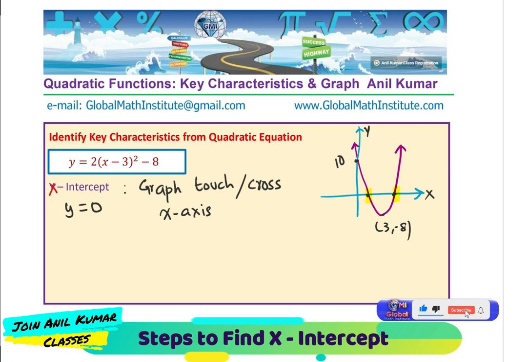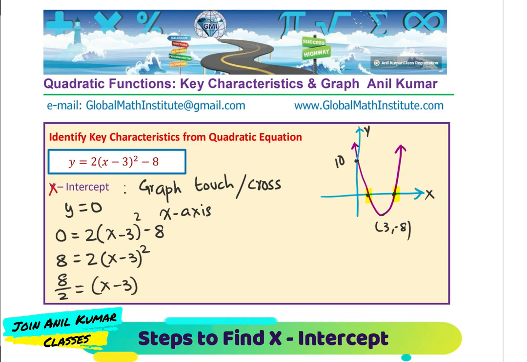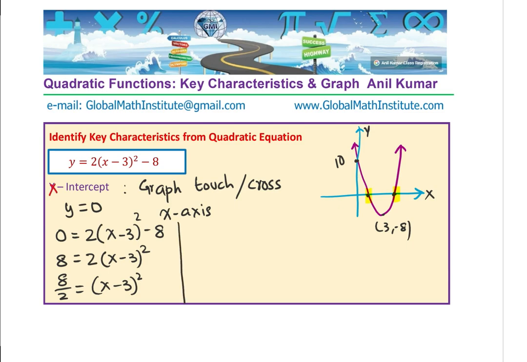Okay. So it is solving this equation, substituting y equals 0 in the equation, we get 0 equals 2 times (x minus 3) whole square minus 8. The steps involved, carefully look at them. Bring 8 to this side, so it becomes plus 8 equals 2 times (x minus 3) whole square. Then you divide by 2, right? So we divide by 2 on both sides, and we get (x minus 3) whole square equals 4, right? So I'm writing it here. 4 equals (x minus 3) whole square.